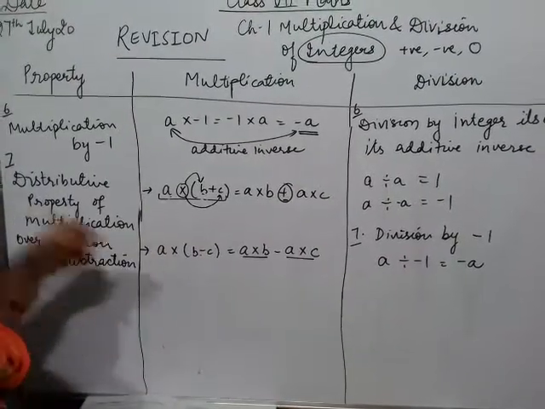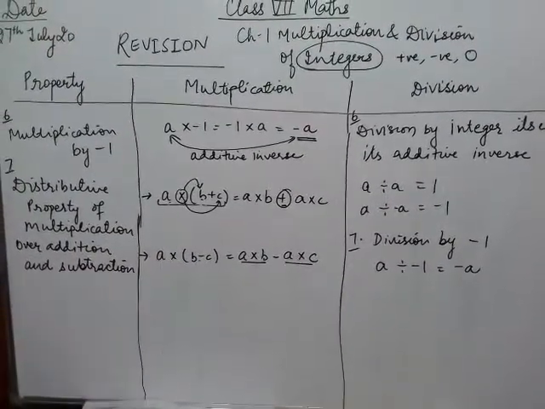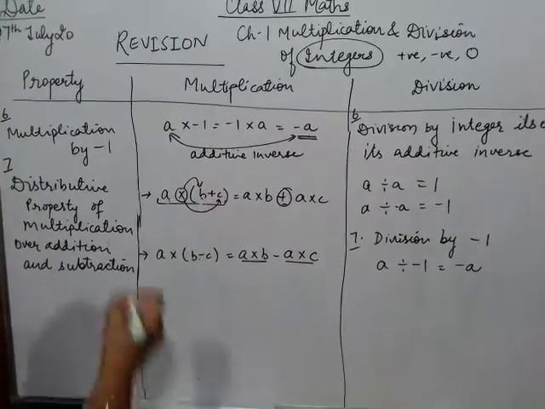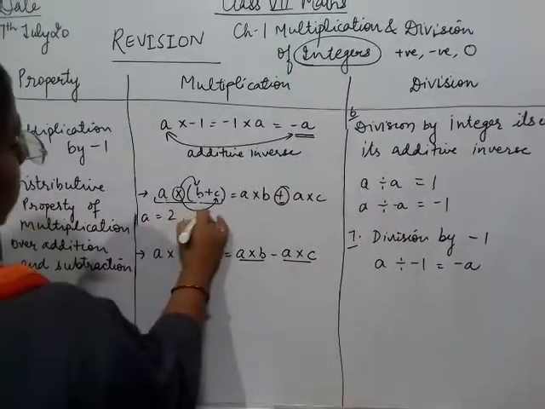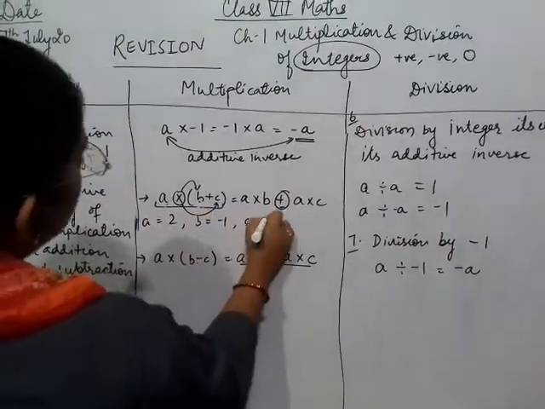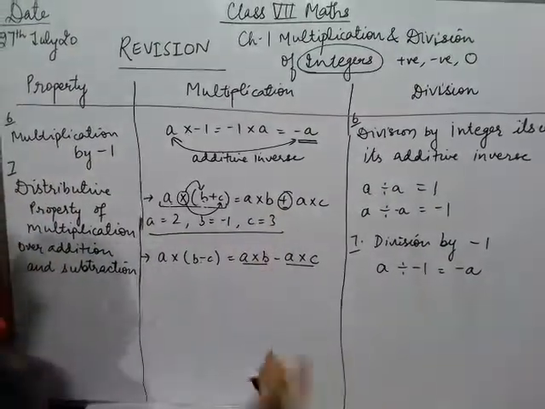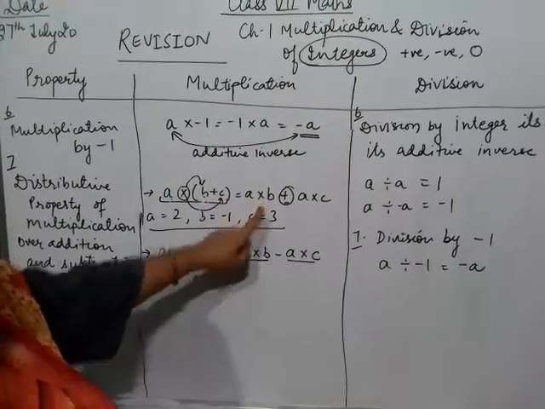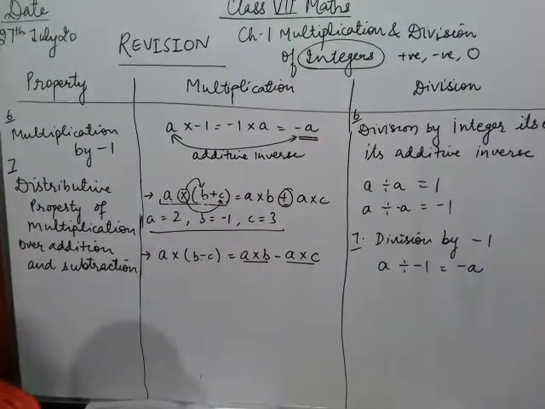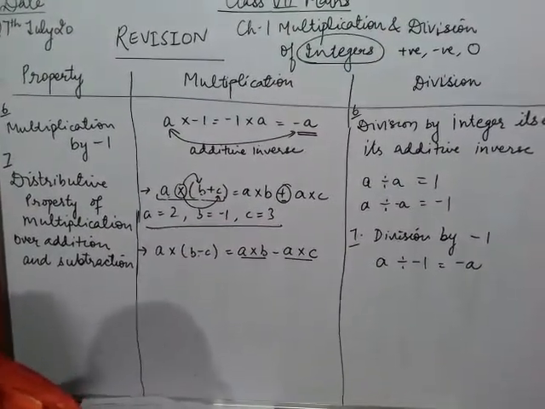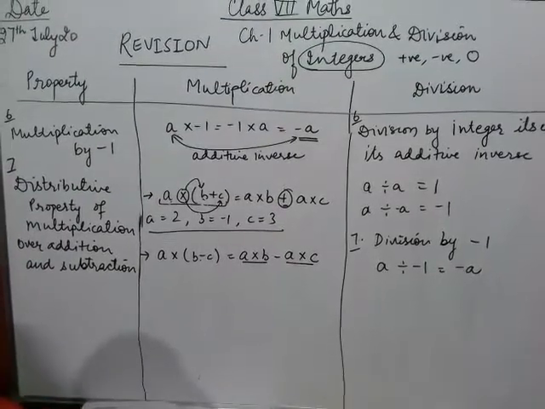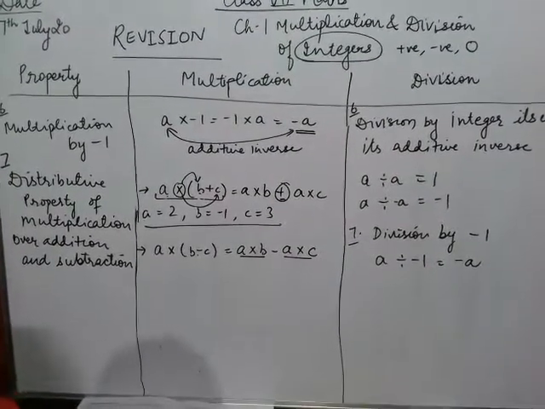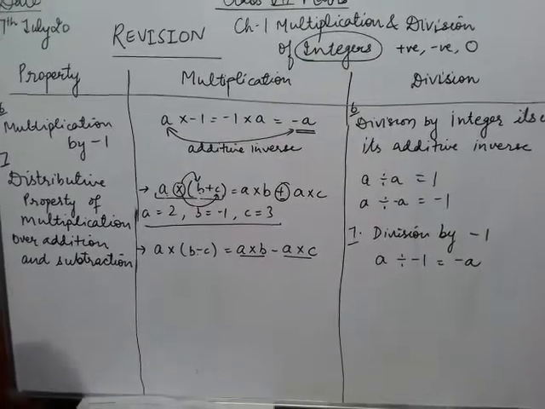On the basis of this, a question can come like, verify the distributive property if a is 2, b is minus 1, c is 3. So the values of a, b, c can change and you have to verify for the left hand side and right hand side. Okay. These types of questions were there in your exercise. Please practice those questions, and the worksheet will also contain these types of questions.